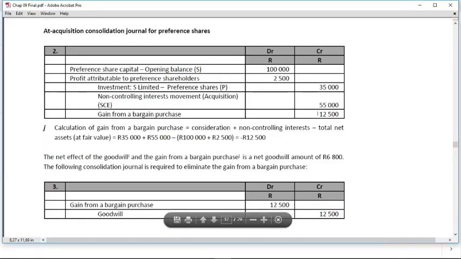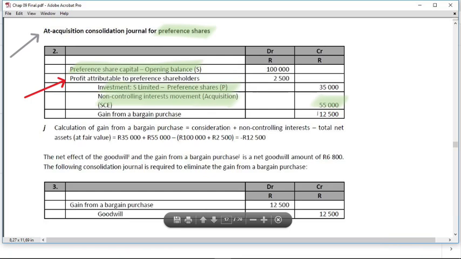Now we can also prepare the at acquisition consolidation journal entry, and specifically for the preference shares, where we eliminate the preference share capital, the investment in the preference shares from the separate financial statements of the parent. We measure NCI in preference shares always at fair value, and that amount was given. Now you can see the effect of that 2,500 that you moved from the at acquisition consolidation journal entry for the ordinary shares into the at acquisition consolidation journal entry for the preference shares.